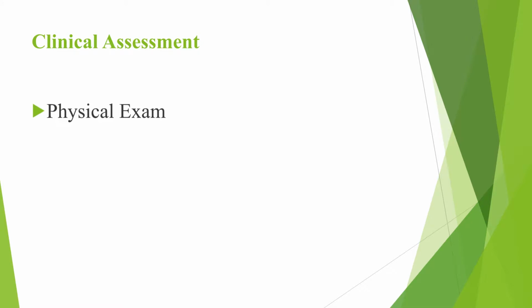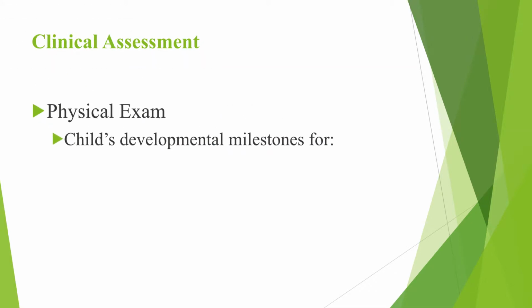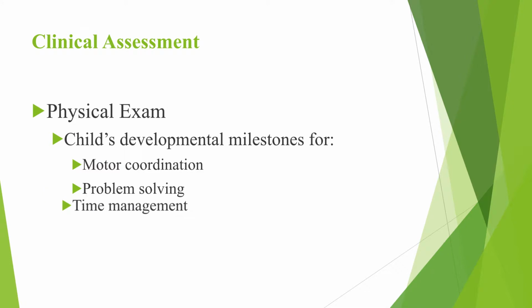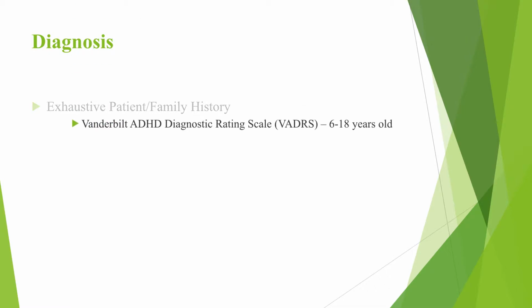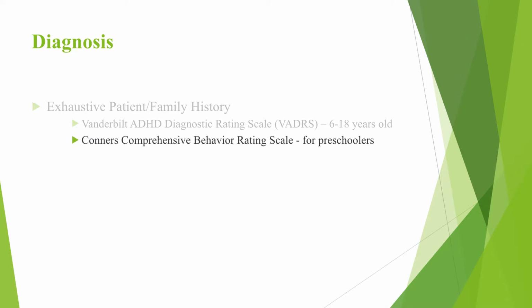The physical exam is not diagnostic. However, it could be beneficial for clinicians to assess the patient's developmental milestones, such as motor coordination, problem solving, and time management, in order to receive a rounded idea of the patient's prognosis and possible differentials. A clinician's greatest tool in the diagnosis of ADHD is a complete patient and family history, using either the Vanderbilt ADHD Diagnostic Rating Scale or the Conners Comprehensive Behavior Rating Scale. The Vanderbilt is used for ages 6 to 18 and the Conners for preschoolers. These both can be found in the DSM-5.